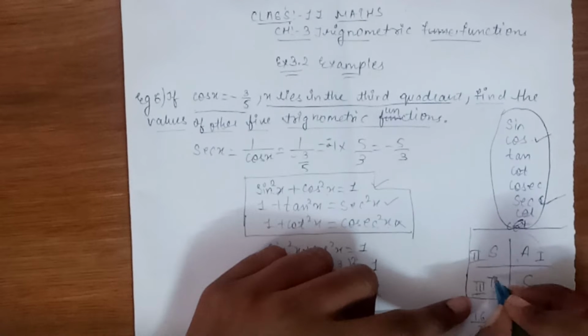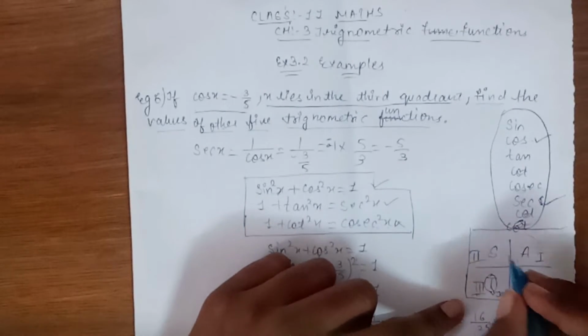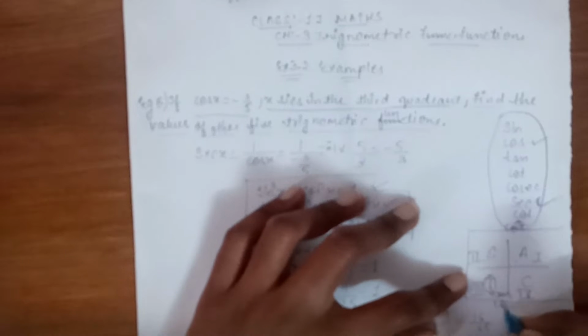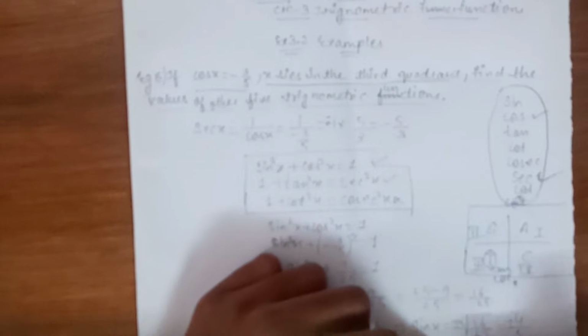So in the third quadrant, only tan and cot are positive. I have briefly explained this in the Cartesian plane in the introduction part also. If you want, you can see that before this video, okay? So here only tan and cot are positive, all others are negative. So what's the value of sine? Minus 4 by 5.